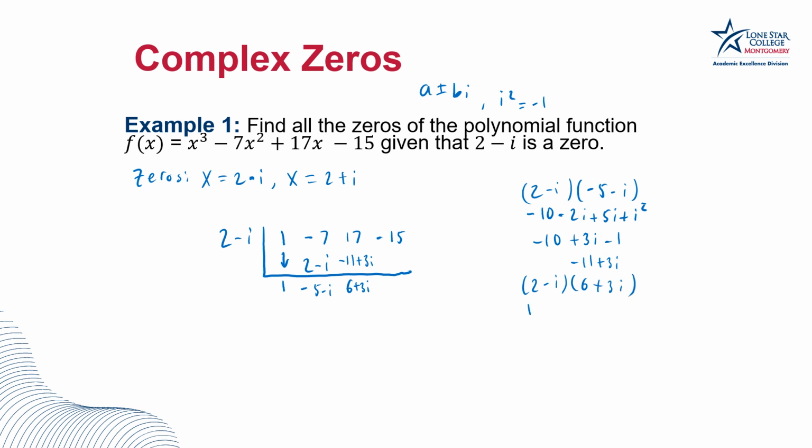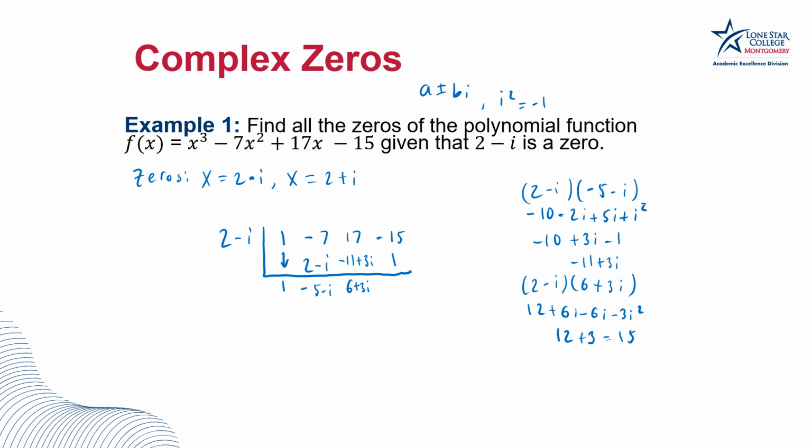2 times 6 is 12. 2 times 3i is 6i. Negative i times 6 is negative 6i. And negative i times 3i is negative 3i squared. But we see that when we combine, the 6i and negative 6i become 0. So we have 12. And then negative i squared is negative 1, times negative 3 gives us a positive 3, which if we add, we get 15.